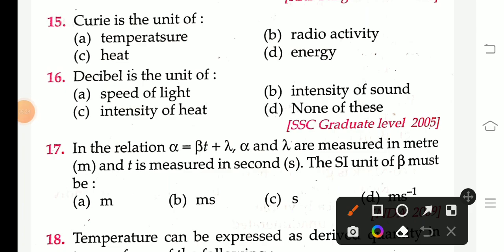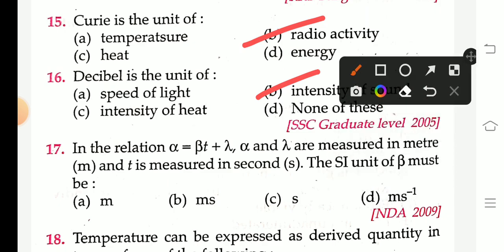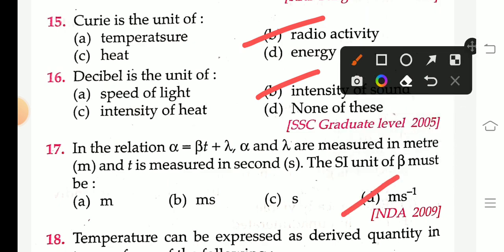Curie is the unit of radioactivity. Decibel is the unit of intensity of sound. In the relation alpha equal to beta t plus lambda, alpha and lambda are measured in meter and t is measured in second. The SI unit of beta must be meter per second.